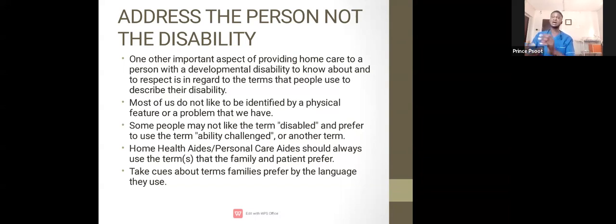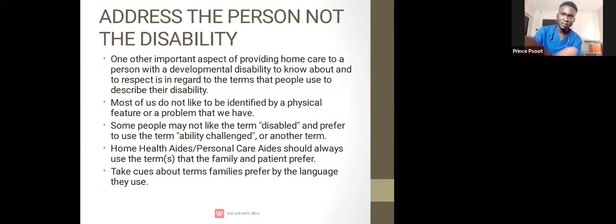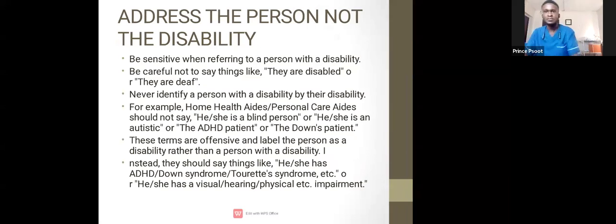Some of them, not everyone has an English name. So you take cues from the families. What name do they prefer to call the patients? And you call them by that name, not by their disabilities. To be sensitive when referring to a person with a disability, be careful not to say things like they are disabled or they are deaf.